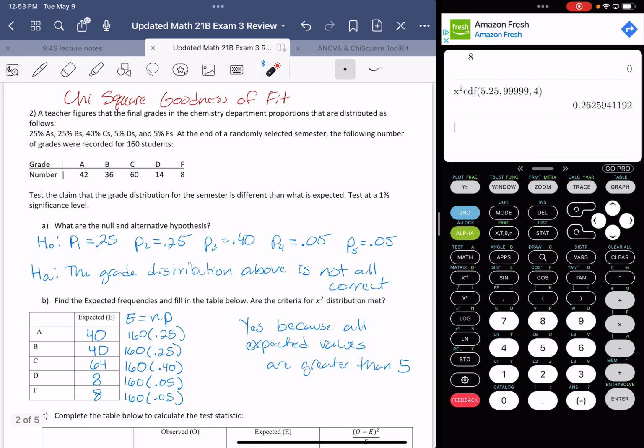If it's helpful for you, another way you could have written the alternative is you could have said that the grade distribution of A's being 25%, B's being 25%, C's being 40%, D's being 5%, F's being 5% is not correct, right? You could have been more explicit here. You could have recopied this and said, these are not correct.